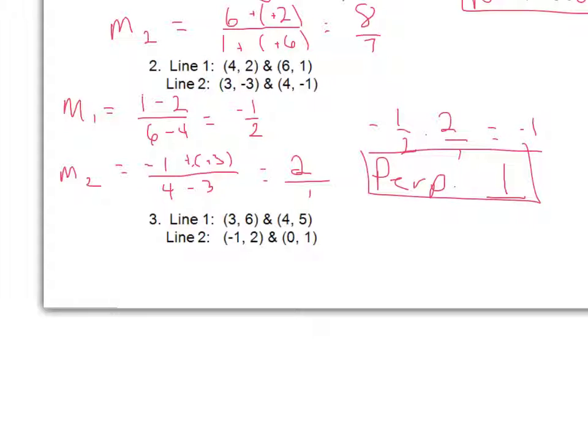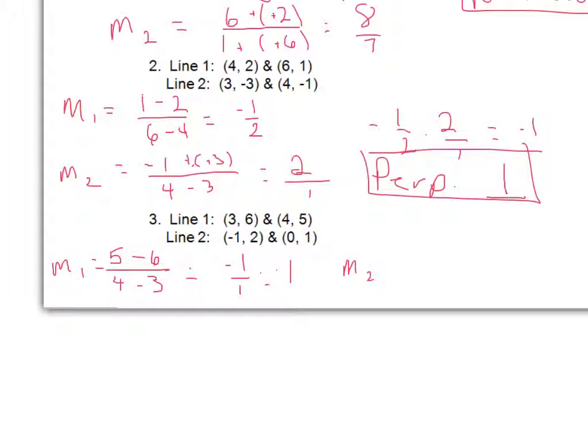All right, example 3. My money is on that they're parallel, but we'll see. All right, slope of line 1 is 5 minus 6 over 4 minus 3. 5 minus 6 is negative 1. 4 minus 3 is positive 1, which would be negative 1.